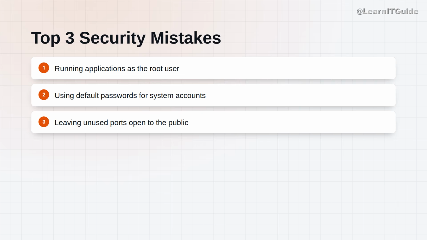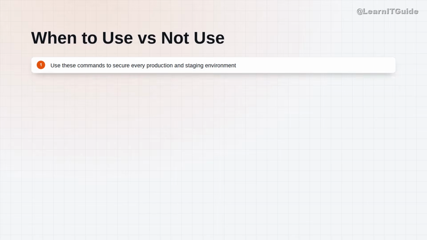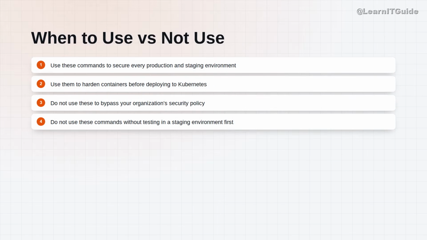Finally, leaving unused ports open. If you are not using a port, close it with your firewall. An open port is a potential entry point for attackers. Use these commands to secure every production and staging environment. You should also use them to harden your container images before deploying them to Kubernetes.